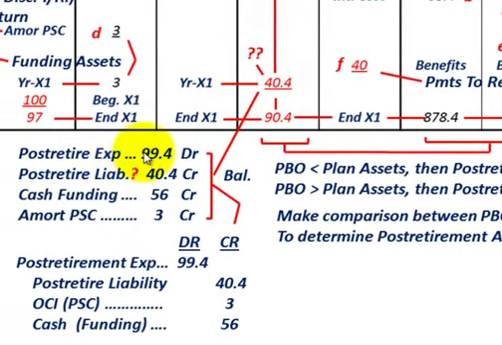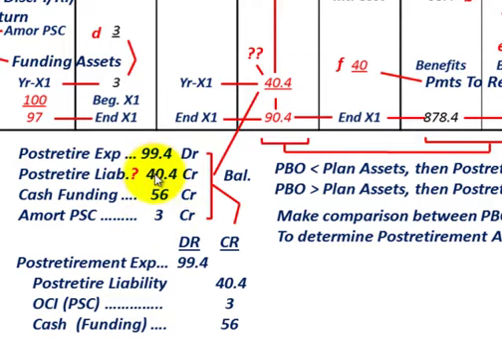You have to look at it in this way too, to cross-check and make sure all your debits and credits are correct. So if you look at your post-retirement expense for the year, we had $99,400. That was a debit amount here. And then our cash funding, we had a credit of $56,000 for the year. We reduced our cash by $56,000. And then our amortization for the prior service cost, we had a credit here of $3,000.